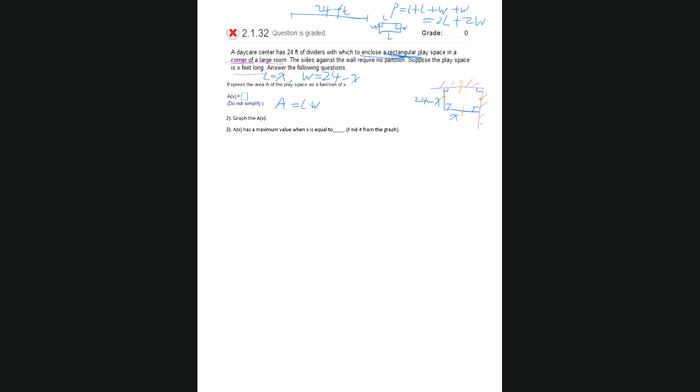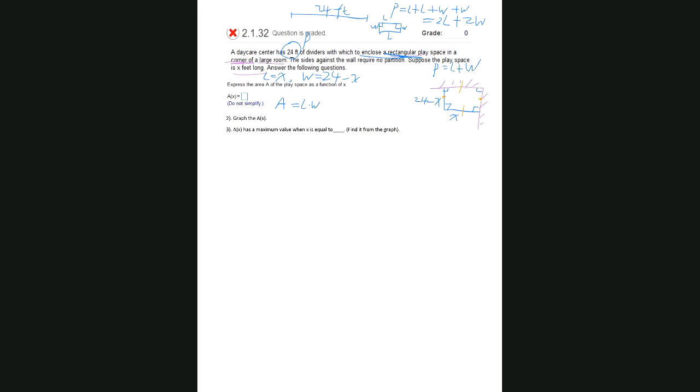Since I don't have to build these two sides, I only need to build this side and this side. So in this particular equation, my P will be just L plus W, because I don't have to build these two sides. So what does 24 feet mean here? Well, 24 feet is the whole perimeter, okay?